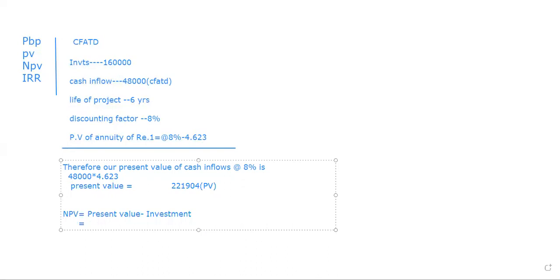How much did we get as present value? 2,21,904. And how much is the investment he gave? 1,60,000. So therefore, my NPV, which means net present value, is the present value minus the investment. So I got the answer 61,904. So this is your first answer.